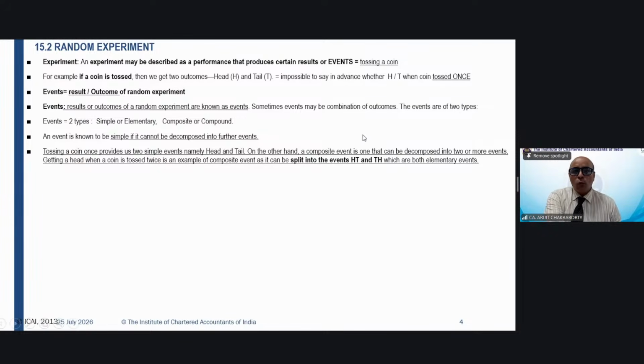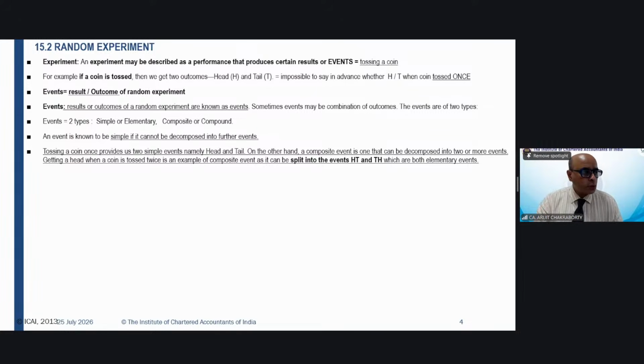But an example of a composite event can be bifurcated, can be decomposed, or can be broken down into 2 or more events. For example, getting a head. Say you are tossing a coin twice, as given on the slide. Getting a head when a coin is tossed twice is a composite event. Why? Because you can break it down into multiple events. The requirement given in this sentence is getting one head, getting a head.